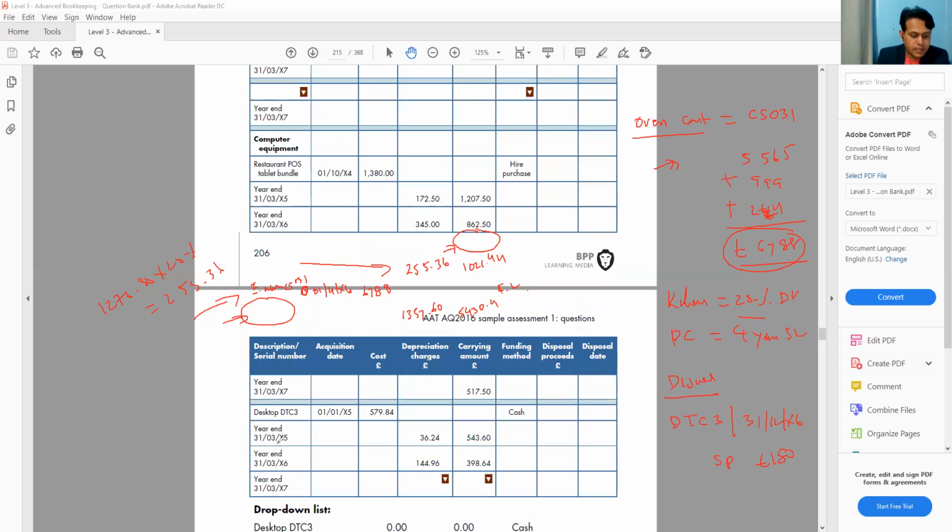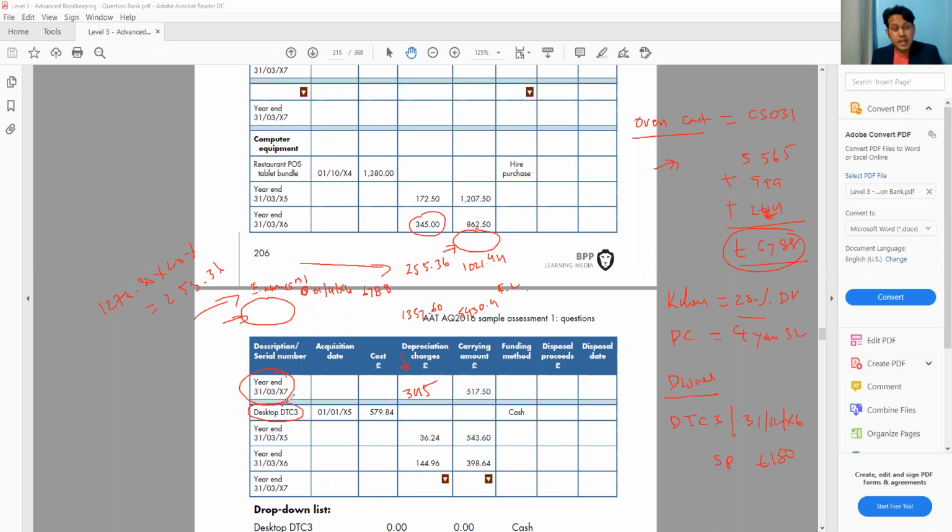All right, so here for the year end 31st of March 2007, how much will be the depreciation charge here? And the carrying value. So let's have a look at that. So this one, they said the depreciation will be computer equipment over 4 years anyway. So it's going to be the same every year. It was 345. I'm expecting it's going to be again 345.